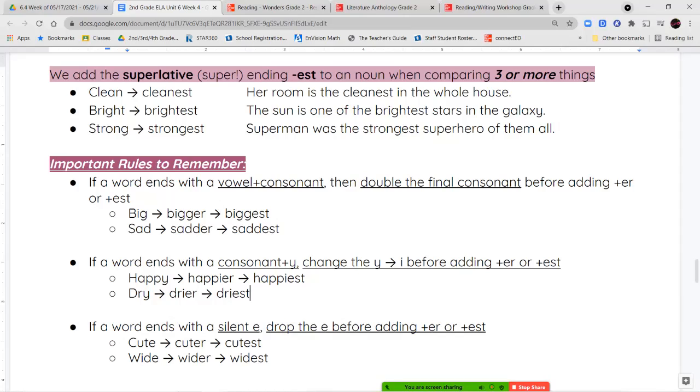The same applies for the word dry that also ends with a consonant and then the letter Y. Dry is D-R-Y, drier. This towel is drier than the other one. D-R-I-E-R, or this is the driest towel in the bunch. D-R-I-E-S-T. That's the second rule.